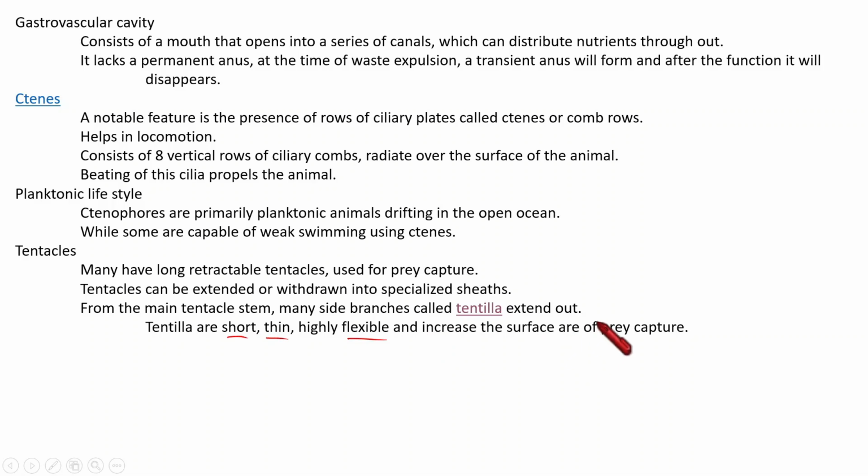And why do they need to have such tentilla? Because of the presence of tentilla, the surface for prey capture is increased. See, suppose this is a main tentacle. If only this tentacle were present, then using only this it could capture the prey. As so many side branches are also there, it can hold and trap the prey in such a way. In that way, the prey capture surface area is increased because of the presence of tentilla.